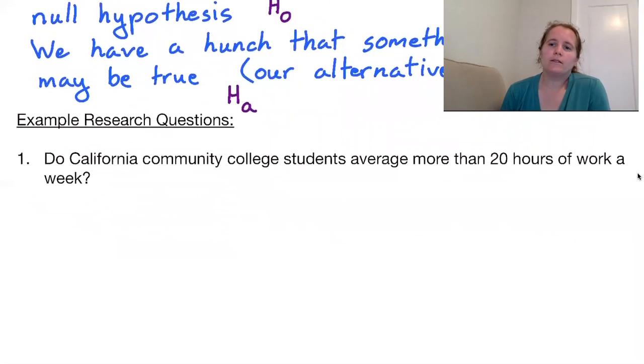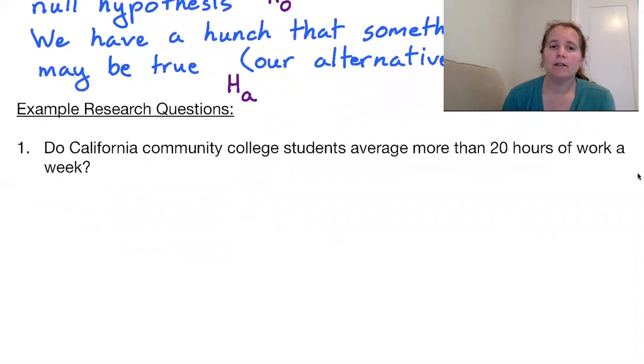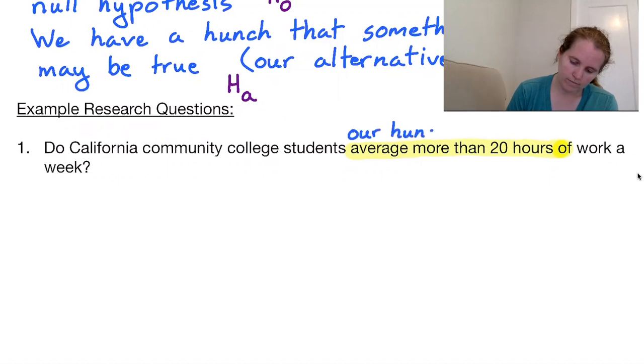So we're going to look at the same research questions from our previous video. Do California community college students average more than 20 hours of work a week? So we have a hunch that they average more than 20 hours of work a week. So our hunch has a lean to it. This is our hunch or our lean, so this will be our alternative hypothesis.